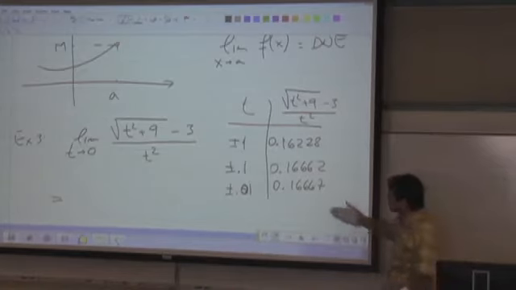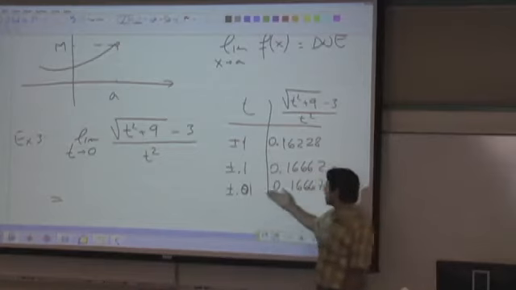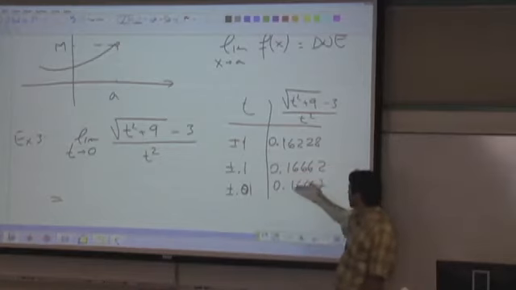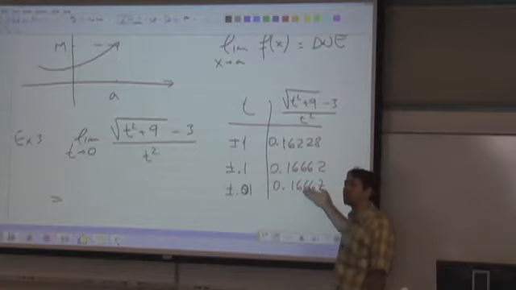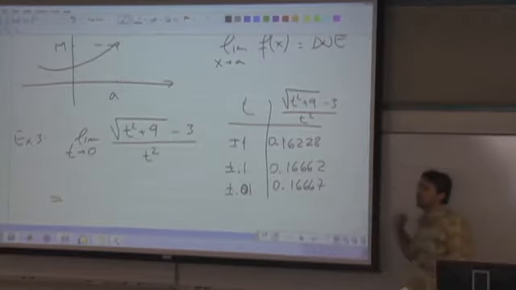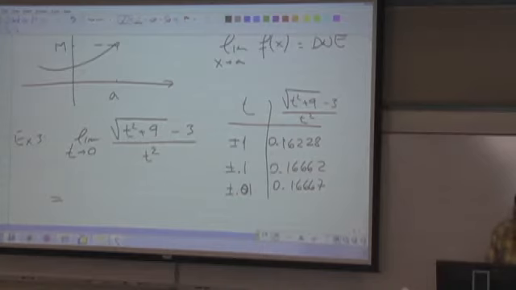Well, notice that from 0.1 to 0.01, I end up going from 0.16662 to 0.16667. As it turns out, if I go lower, I'll just end up with more of these 6's, but I'll still have a 7th. Yes? Is it because you had to round the last one because it was a 6? Yes, that's actually the point. And so, as it turns out, this is nothing else but a 6th.